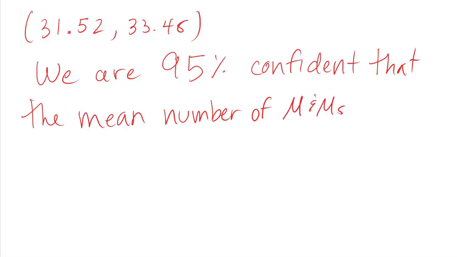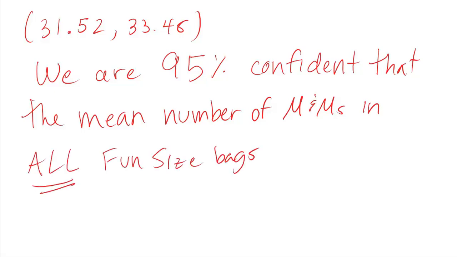And now here I like to emphasize that it was for all fun-size bags, because I think it's important to remind everyone that we're finding an estimate for the entire population. However, if you didn't use that word all, it still says the same thing. When you say in fun-size bags, the implication is that you mean all fun-size bags. But I like to emphasize all. Annoyingly, I capitalize it and I underline it. You don't need to put any kind of extra emphasis on the word all, but I like to do that because it's a reminder to the class that we're estimating the mean for all fun-size bags using only a sample of 36.